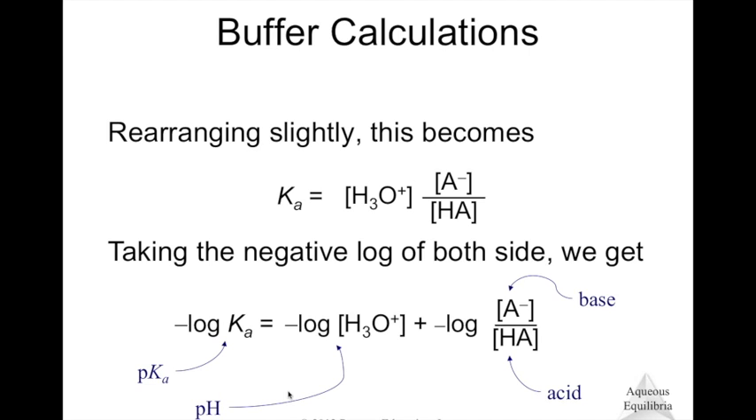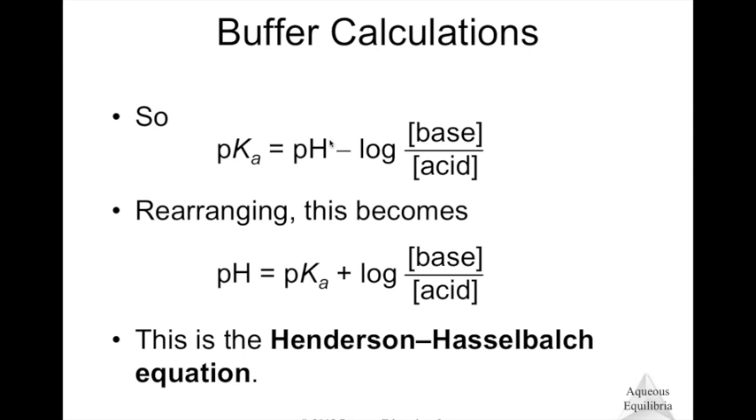And so you end up getting the negative log of these, and this becomes your pKa. This then becomes your pH, and this is going to stay the same. So pKa equals pH minus the log of the concentration of base over the concentration of acid. Then, rearranging just a little bit, because you're often looking for pH: the pH of a buffer is going to equal the pKa plus the log of the concentration of base over the concentration of acid. So that's the Henderson-Hasselbalch equation.